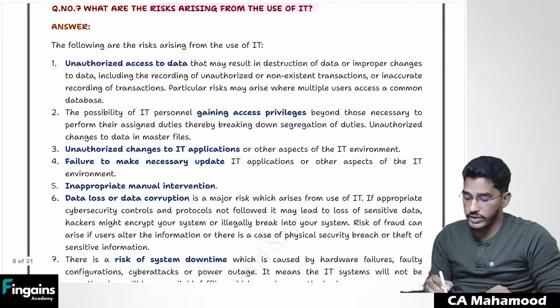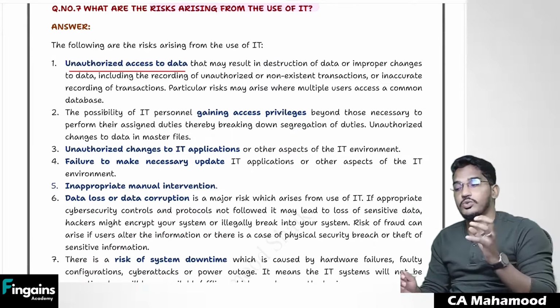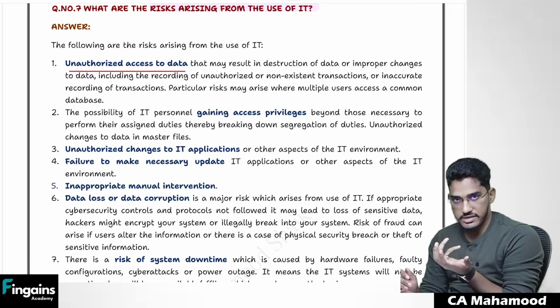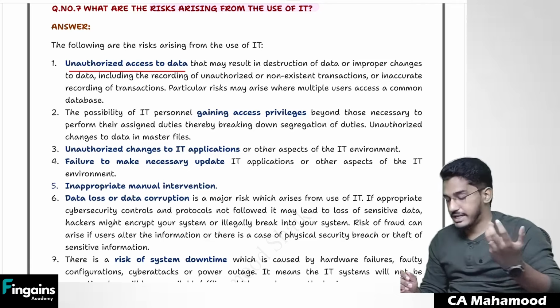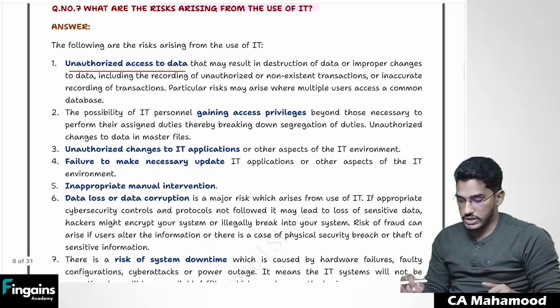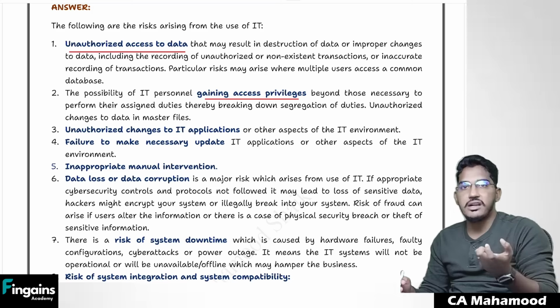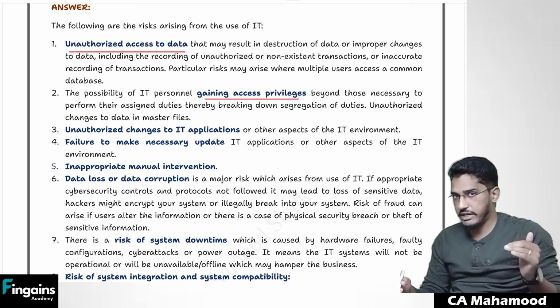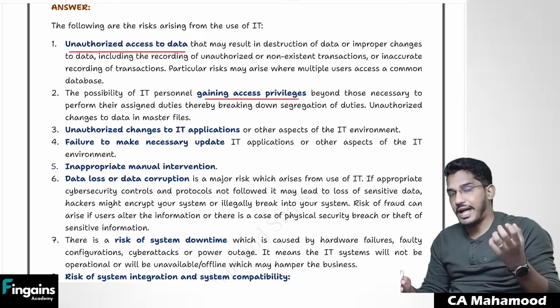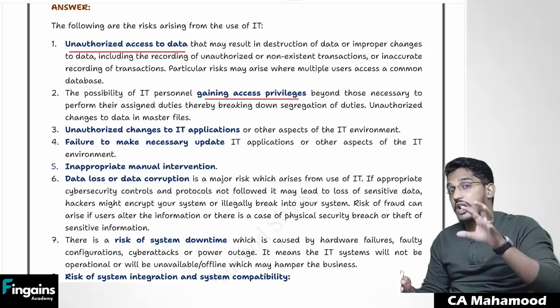If we quickly go through it: unauthorized access to data. Those people who aren't supposed to get access to the data might get access in an unauthorized manner. By way of hacking and so on, they can get access to unauthorized data. And the possibility of IT personnel gaining privileged accesses. Some people will get access beyond their requirements, like employees' salary information that should not be available to everybody. But some employee tried to hack the system and got access to see how much the company is paying each and every person. So a person has got privileged access here, access beyond his requirements. That also could be a problem.